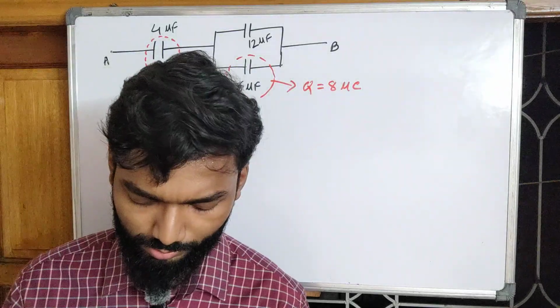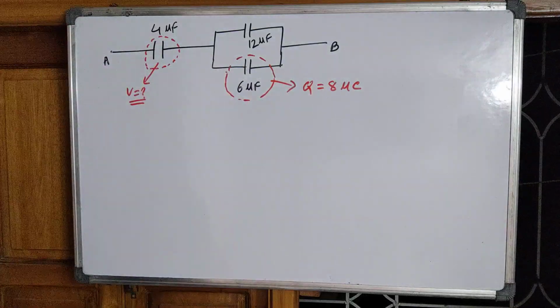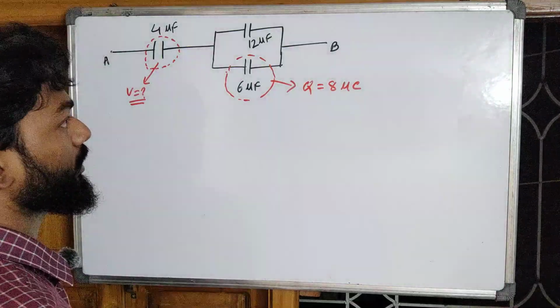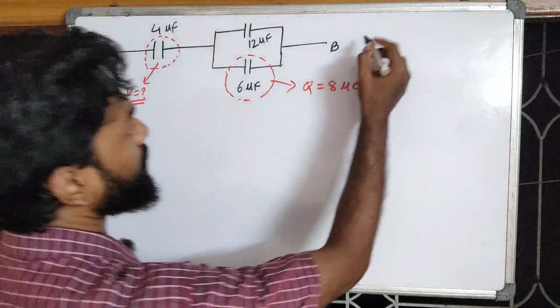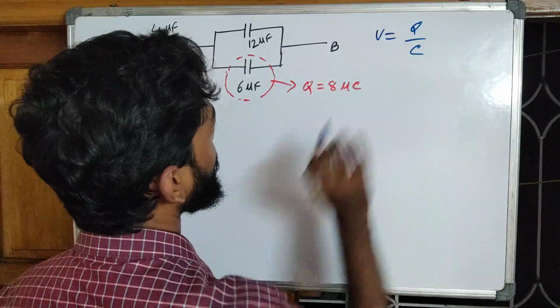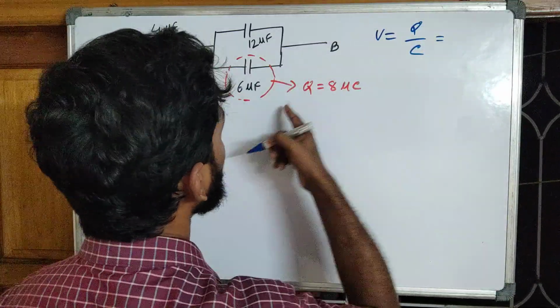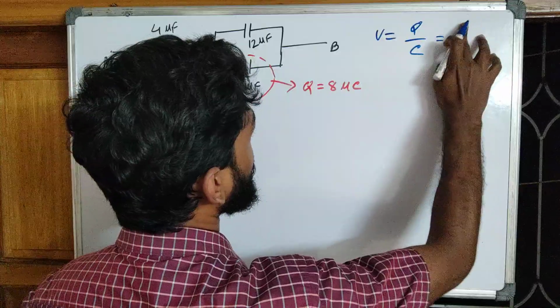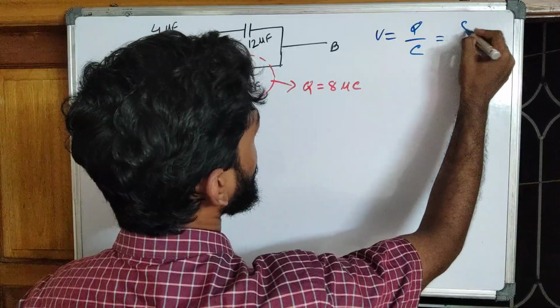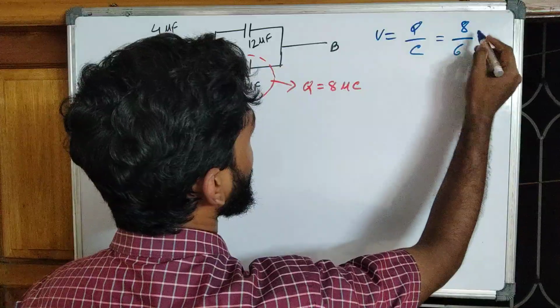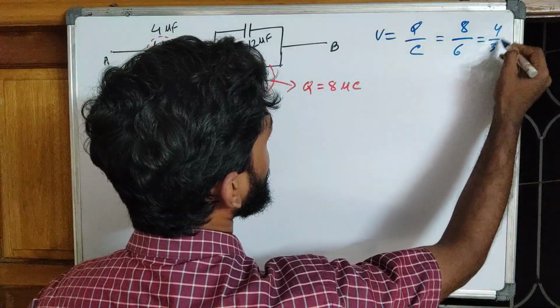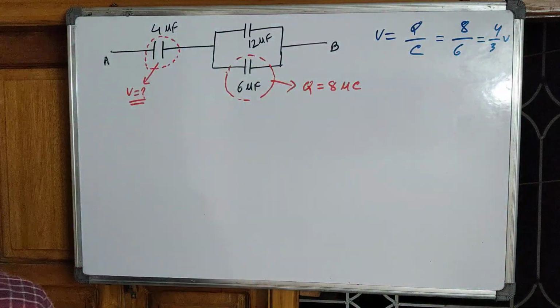All right, so let's do this right now. At first, we will be finding out the voltage. What's the voltage across this 6 microfarad capacitor? V equals Q by C. Q is 8 and C is 6. 8 by 6, that means 4 by 3 volt.